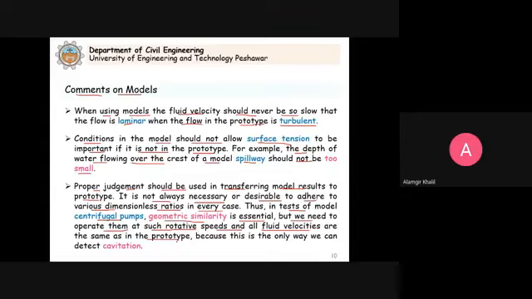We studied about the pumps. So it says, okay, you ensure geometric similarity. That is essential. As I told you before, you cannot conduct a test on a car and transfer the results to an aeroplane. So geometric similarity is essential, but in the case of a centrifugal pump, the velocities must be the same as in the prototype, because this is the only way we can detect cavitation. This is what is written in your textbook.